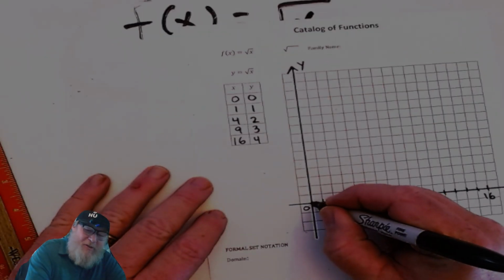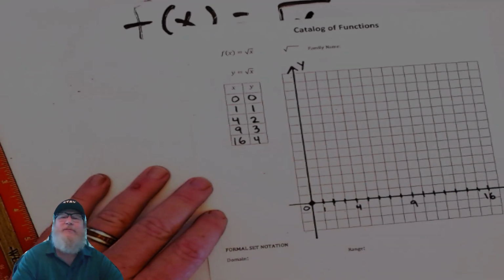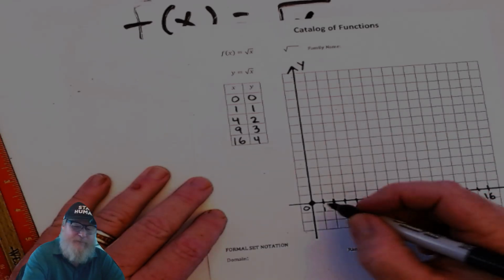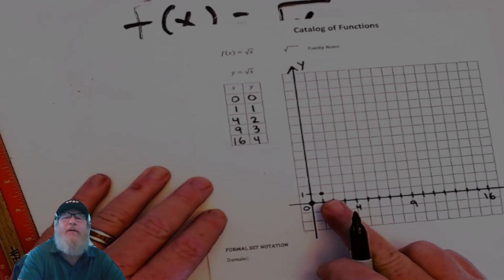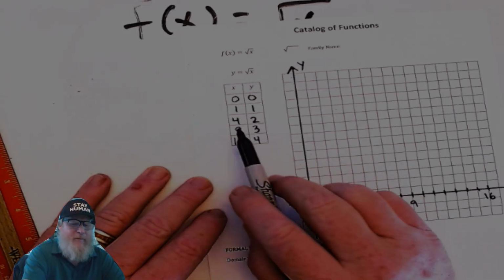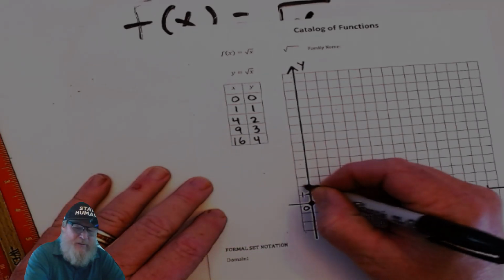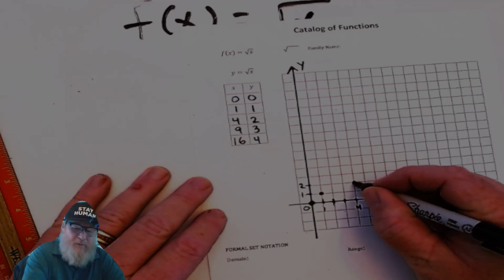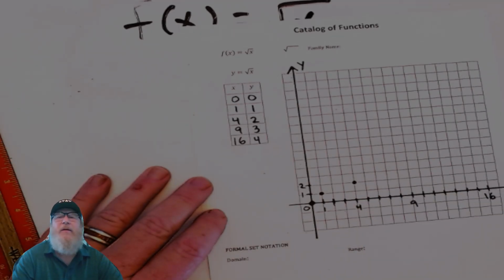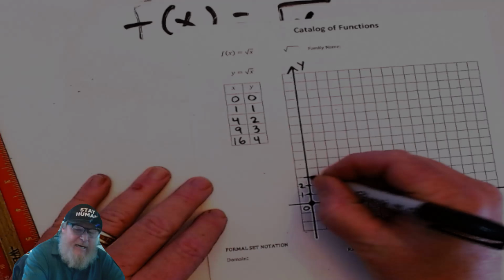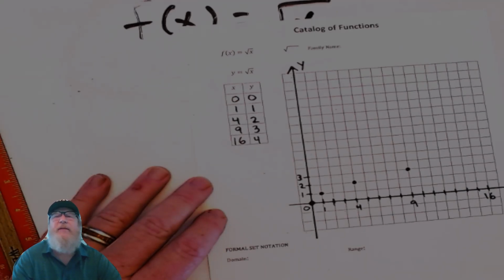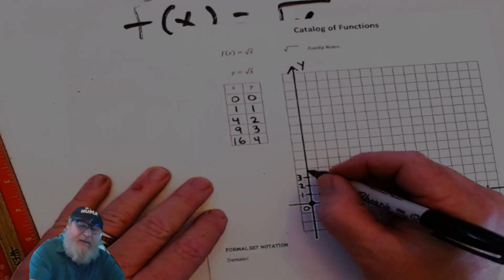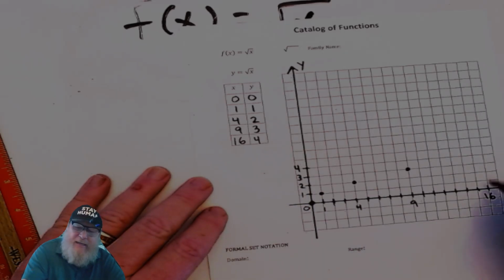And then we're going to plot our first point at 0, 0. Then 1, 1, right there. And then 4, 2. X is 4, Y is 2. 9, 3. X is 9, Y is 3, right there. And then 16 and 4.